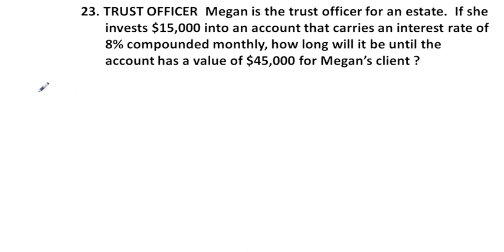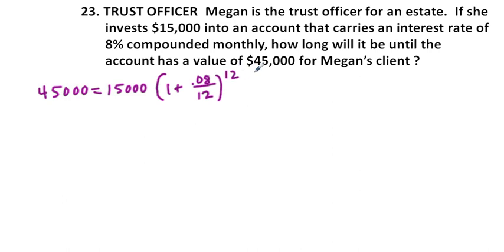Well, we have the same formula. We have our finishing amount, which we're aiming for, which is $45,000, equals our starting amount, $15,000, times 1 plus, in this case, we have 0.08, and we're compounding monthly, and so the K is going to be 12, so we divide by 12 to the power of 12t. We're trying to find time again. Well, it's the same process as before. This time I'm going to divide by 15,000 first.